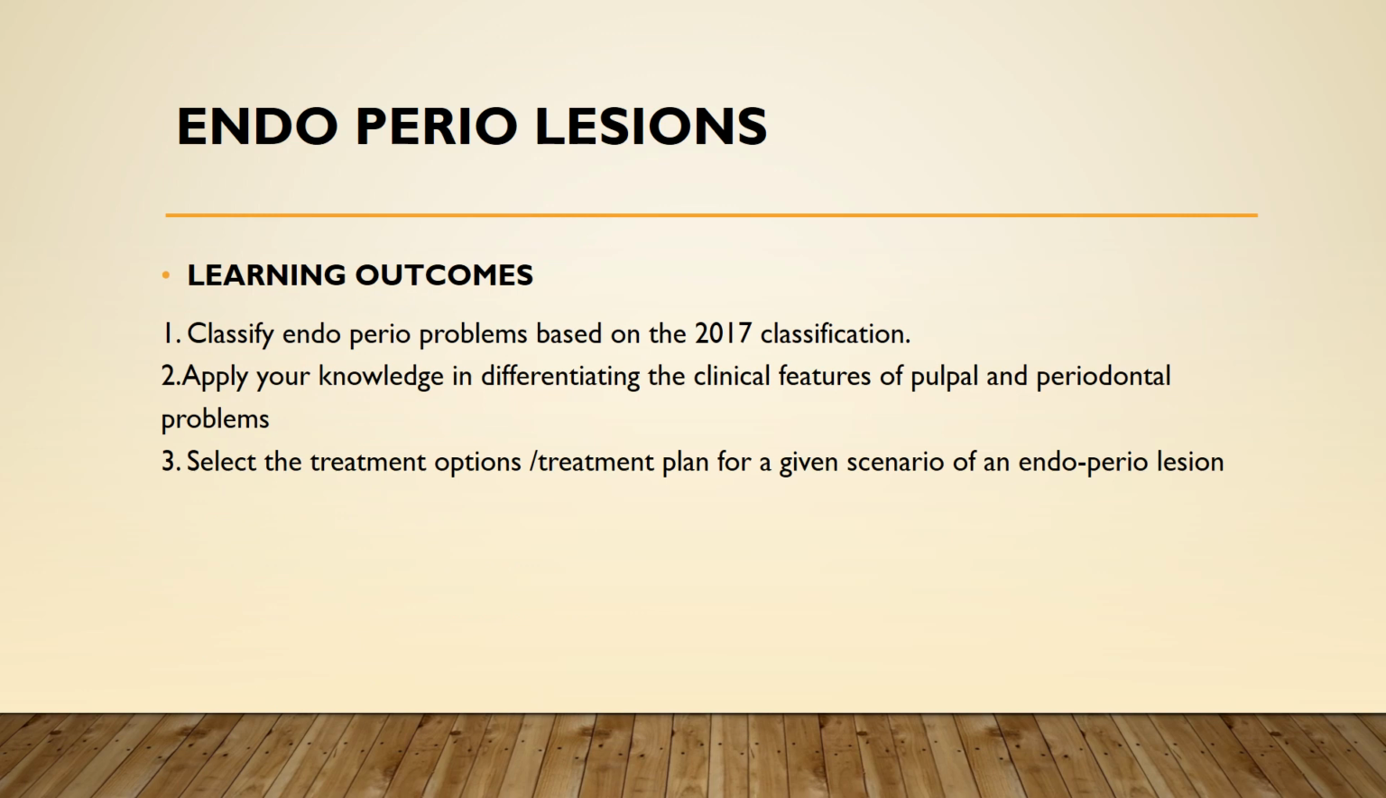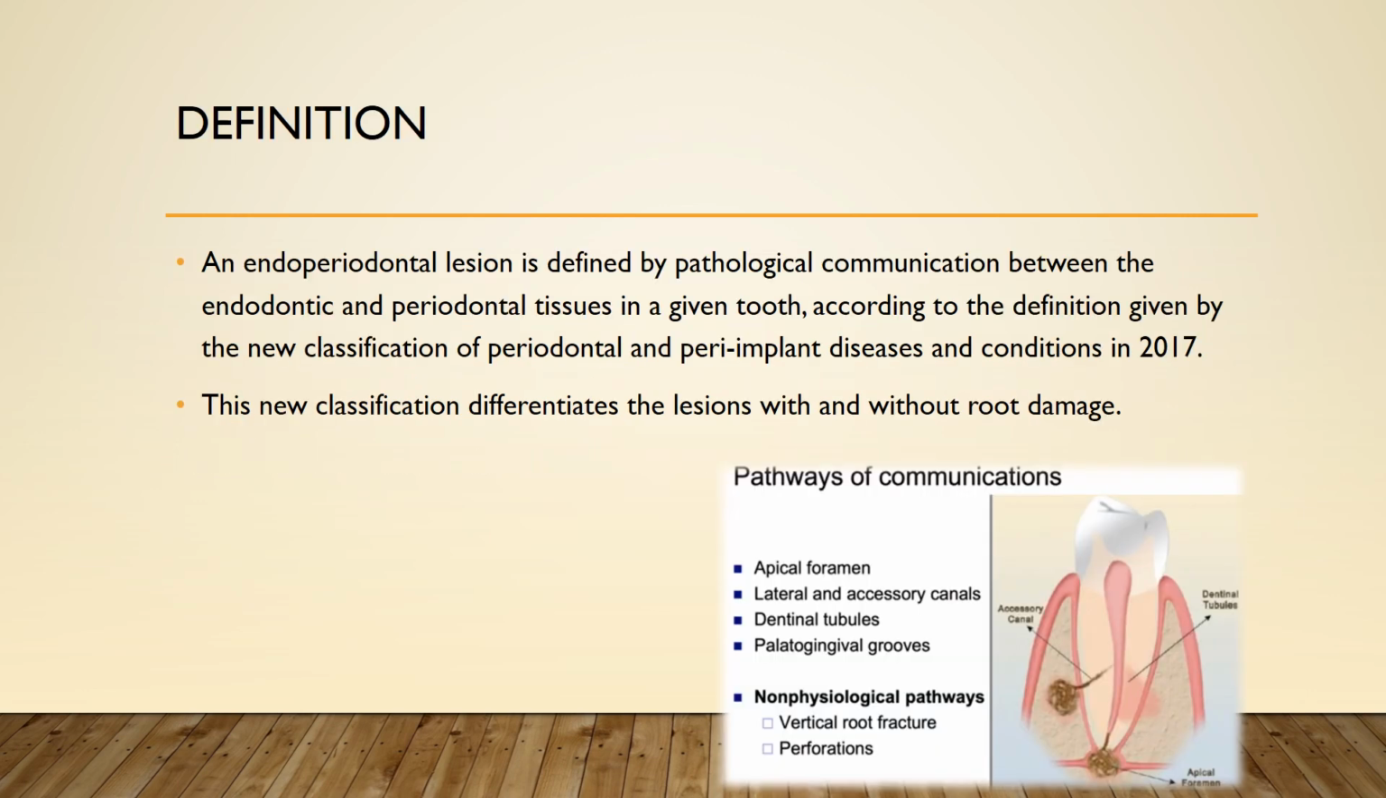So coming to the next topic, an important topic, endoperio lesions. We will be taking a short note on this, but the details you will study in the conservative department. The learning outcomes for endoperio lesions are: classify endoperio problems based on the 2017 classification, apply your knowledge in differentiating the clinical features of pulpal and periodontal problems, and select the treatment options or treatment plan for a given scenario of an endoperio lesion.